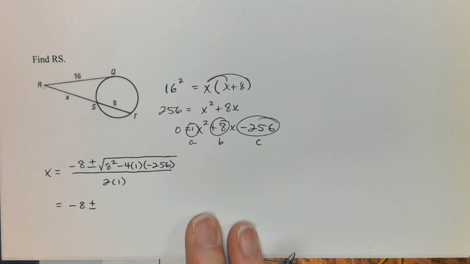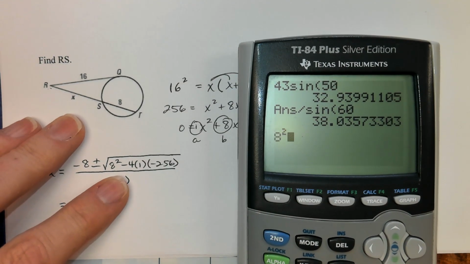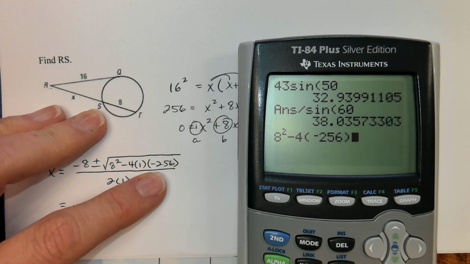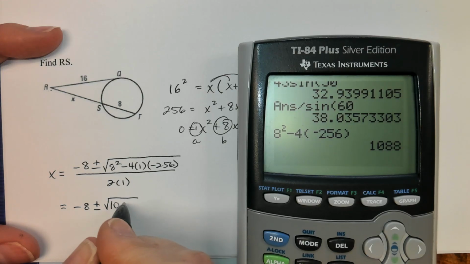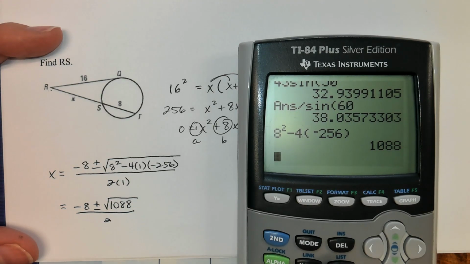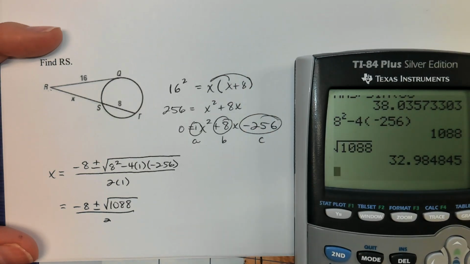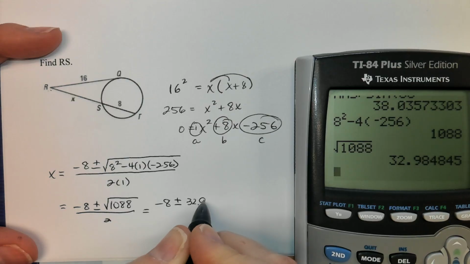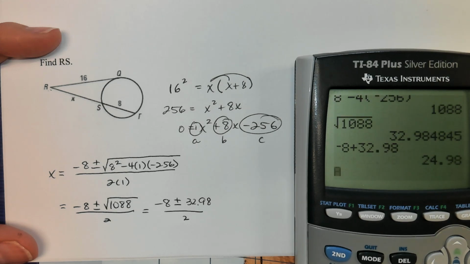Grab my calculator quick. So I've got 8 squared minus 4, I don't need the times 1, and then times negative 256. So it looks like I end up with 1088 inside the root, all over 2. Let's see if the square root of 1088 is nice. It does not, so that's unfortunate. So I've got negative 8 plus or minus about 32.98, divided by 2. So we're going to do negative 8 plus that 32.98 and then divide by 2.